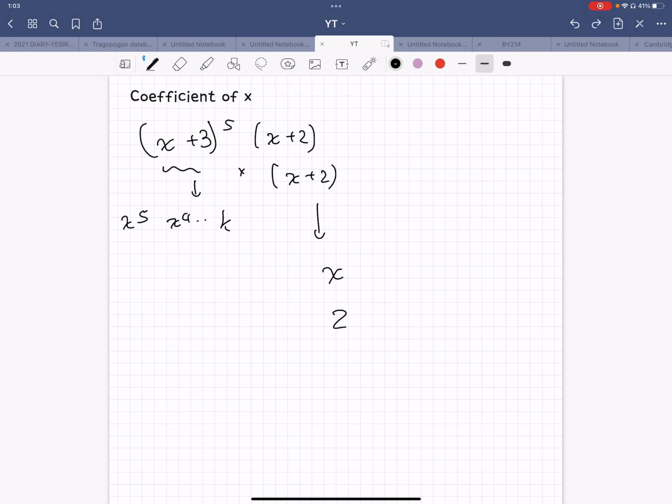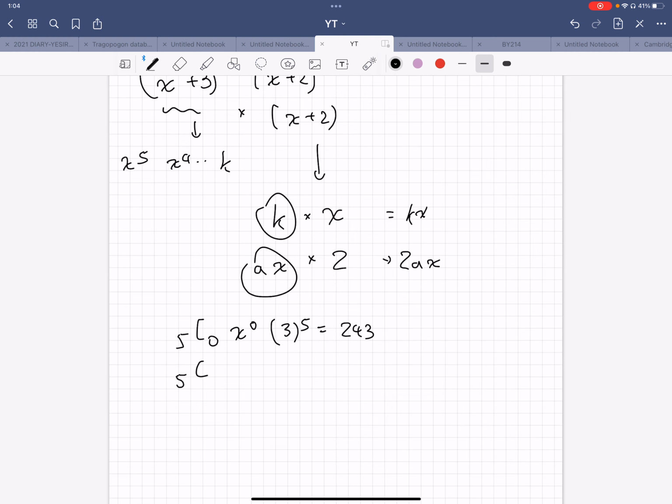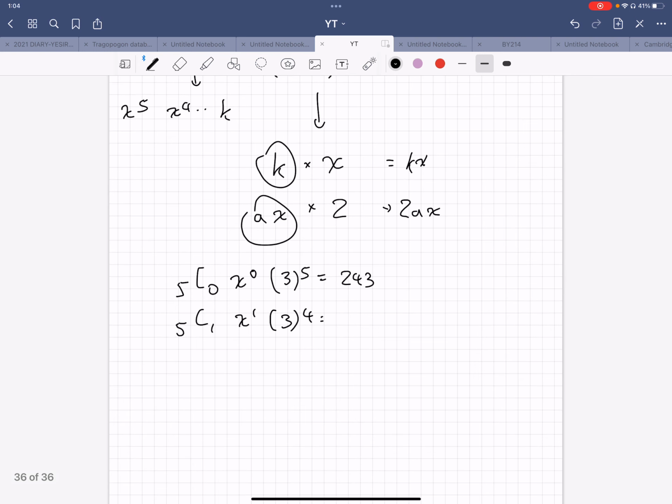Well, the constant term would be 5 choose 0 times x to the 0th times 3 to the 5th, which would give, why can't I do math, 243. Whereas if we do the x term, it would be 5 choose 1, x to the first, 3 to the fourth, which would give 405.